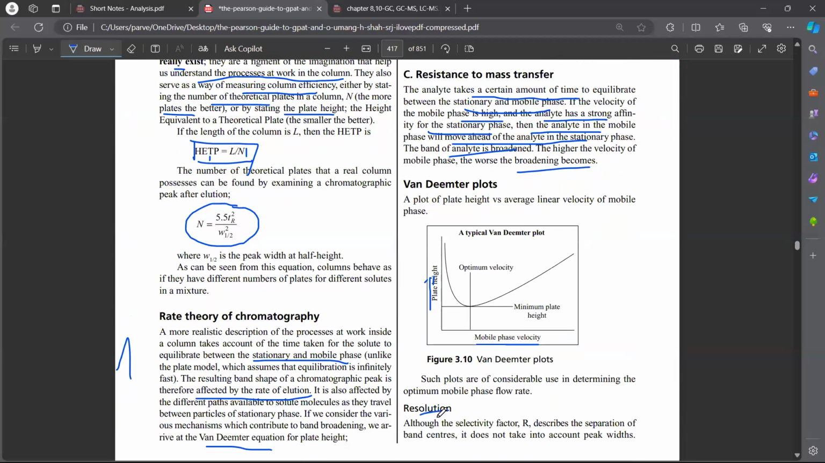Guys, do you know what is meant by resolution? What is meant by resolution? Do you guys know what is meant by resolution?